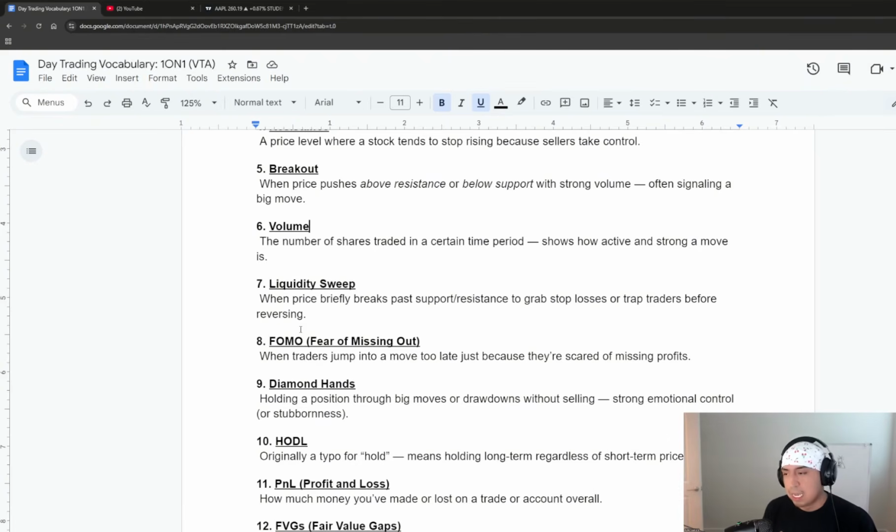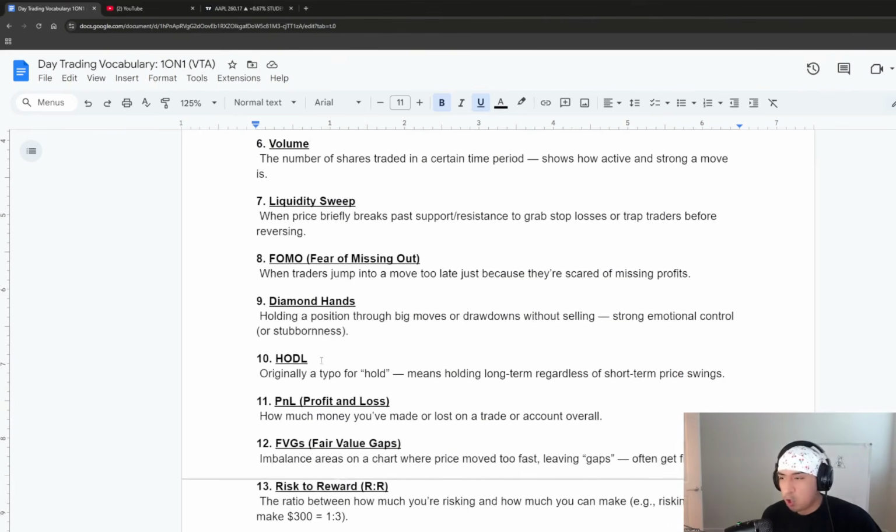Number 9, diamond hands. Holding a position through big moves or drawdowns without selling. Diamond handing just means that you're holding and holding because you believe a stock will continue going up or down, whatever the direction is. But that is what diamond handing is, okay?